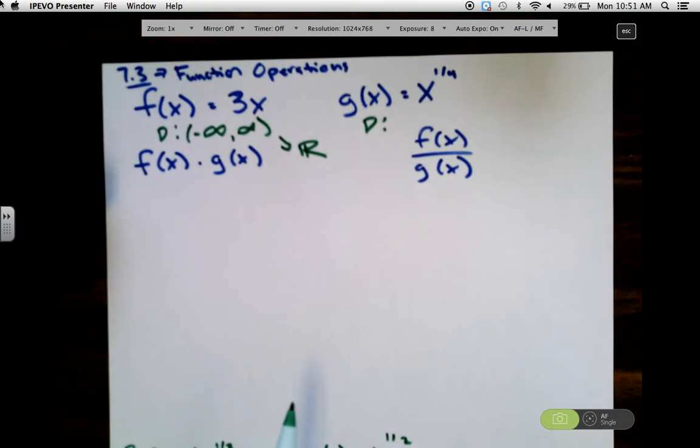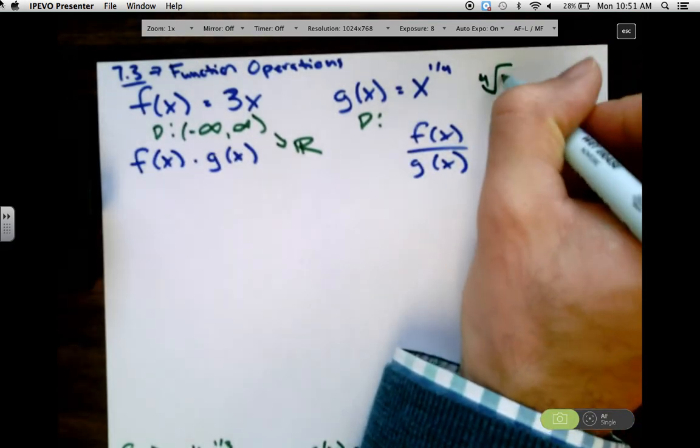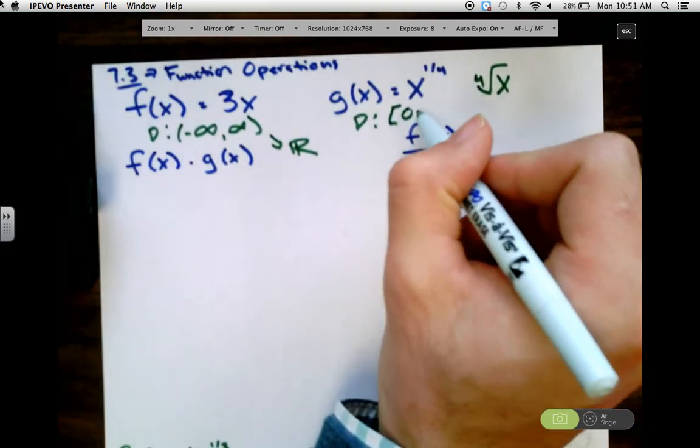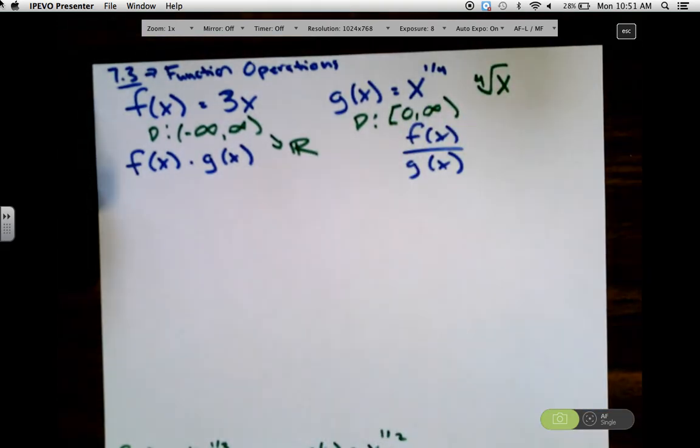Now, if I take a look at this second one, the issue with this is that this is really the fourth root of x. So remember, that has one of the restrictions. I can't have a negative underneath an even root. So I can't have any negative numbers, so it's going to be from 0 to infinity.